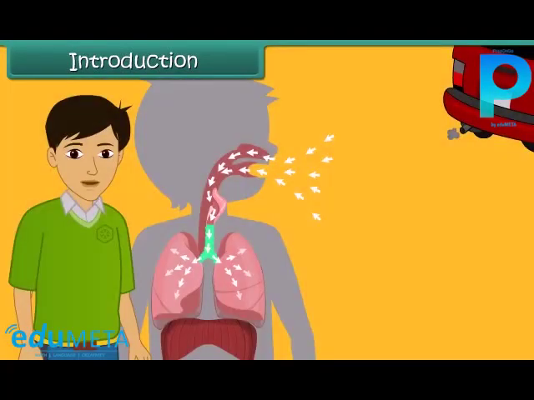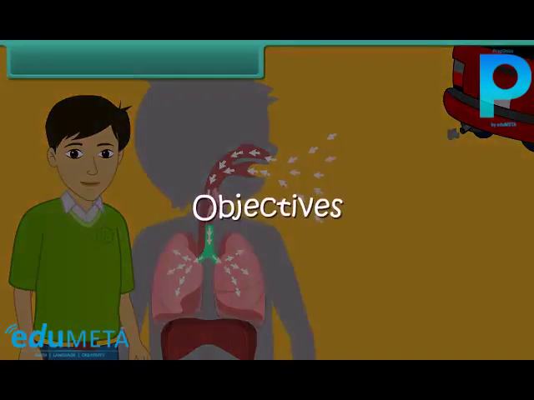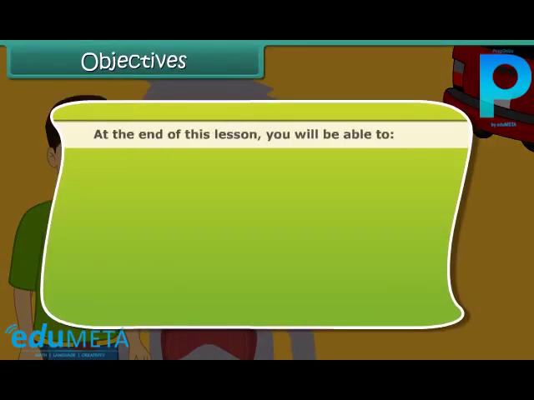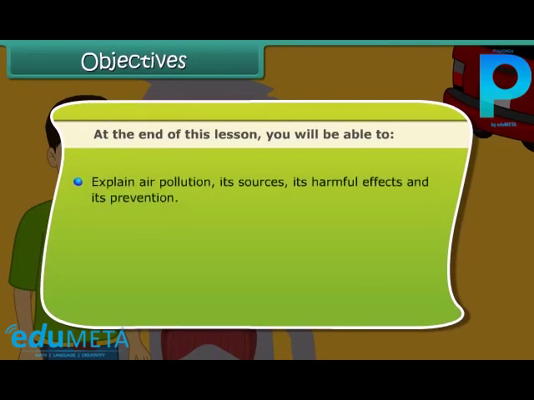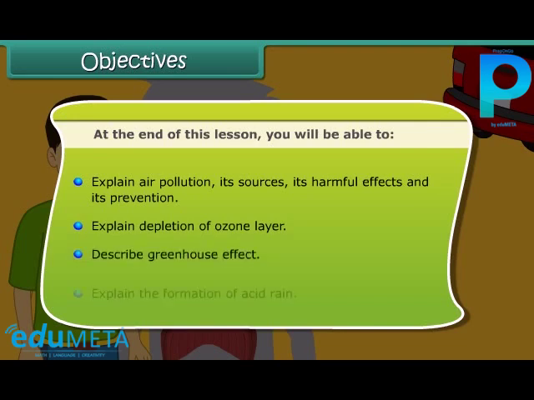In this lesson, we will study about the harmful changes taking place in our surroundings and their effects on our lives. Objectives. At the end of this lesson, you will be able to explain air pollution, its sources, its harmful effects, and its prevention. Explain depletion of ozone layer. Describe greenhouse effect. Explain the formation of acid rain.